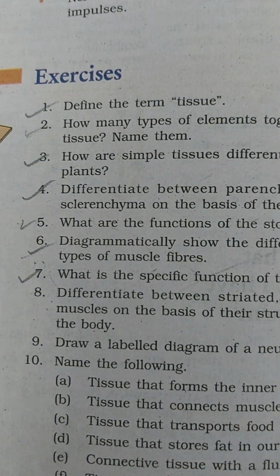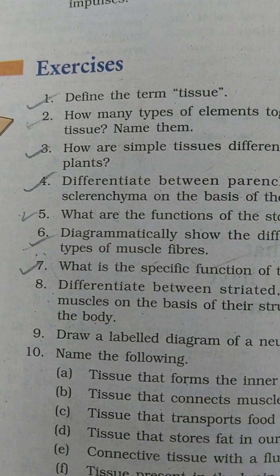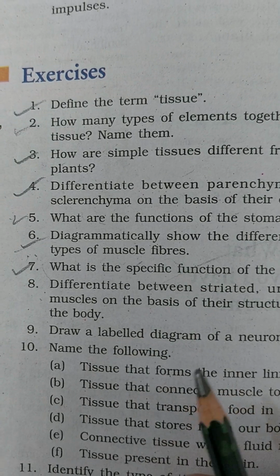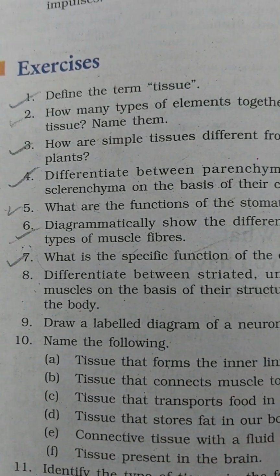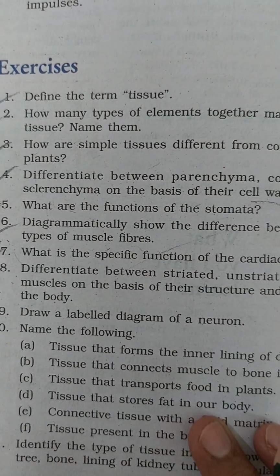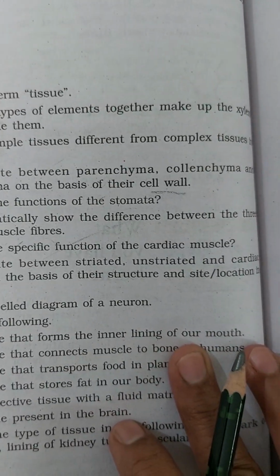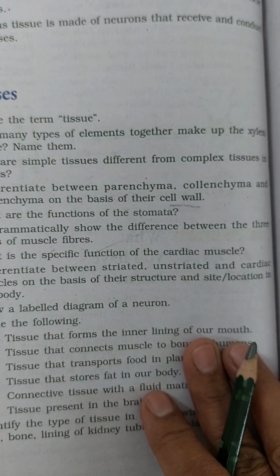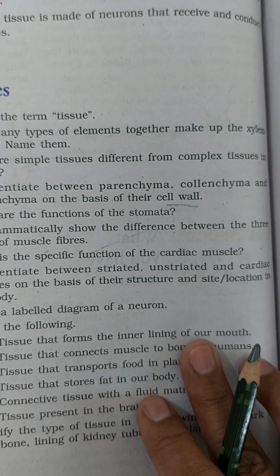So today it's time to solve questions from the exercise and from the chapter tissues. So the first question is define the term tissue. Tissue means group of cells having similar structure and function. Now second is how many types of elements together make up xylem tissue, name them. That means they are asking for elements of xylem, types of xylem cells.